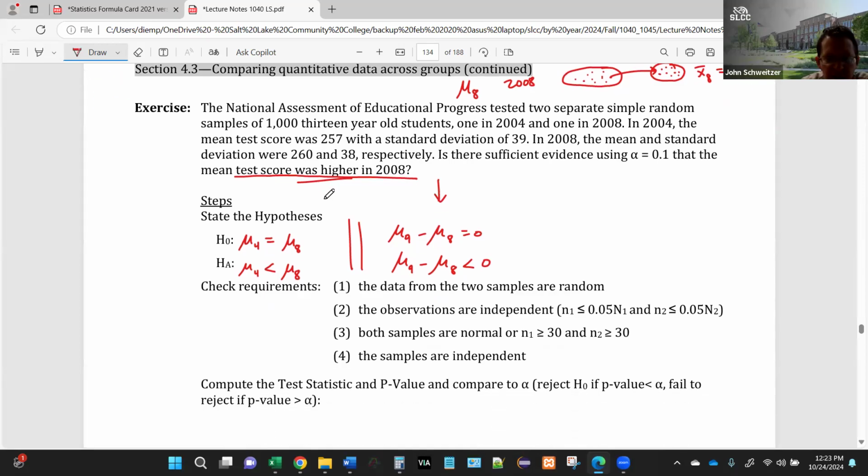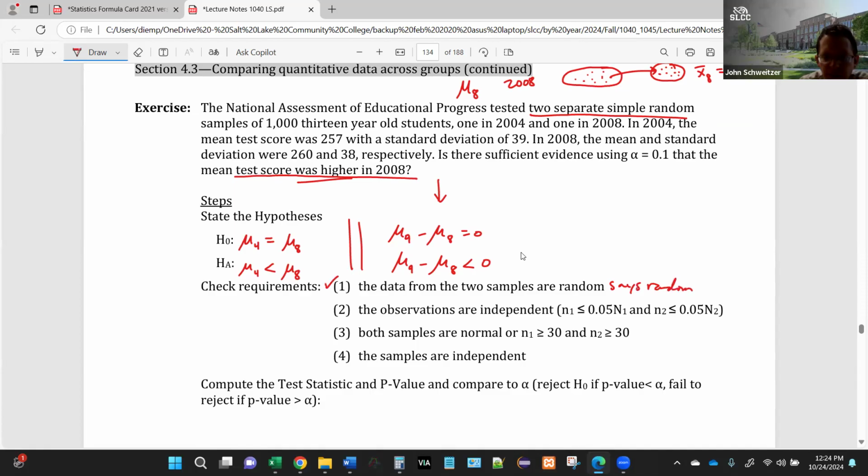Okay, then we check the requirements. So these are the 4 requirements from your formula card. So first of all, the data come from 2 samples that are random. Okay, well, yeah, we have 2 simple random samples here. So it says random.